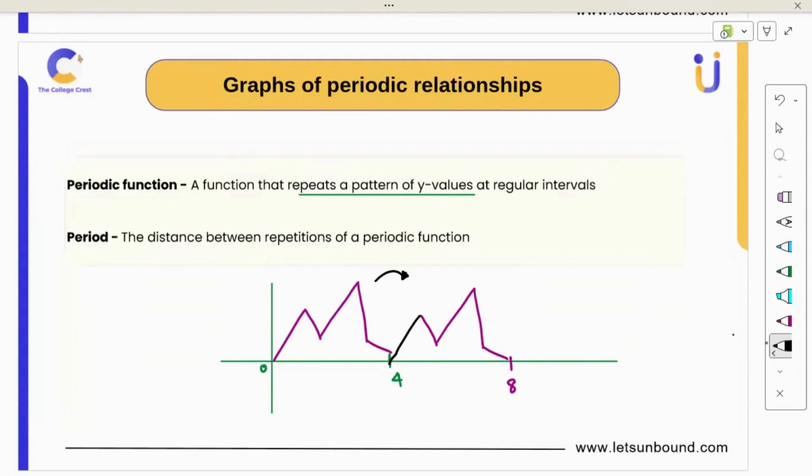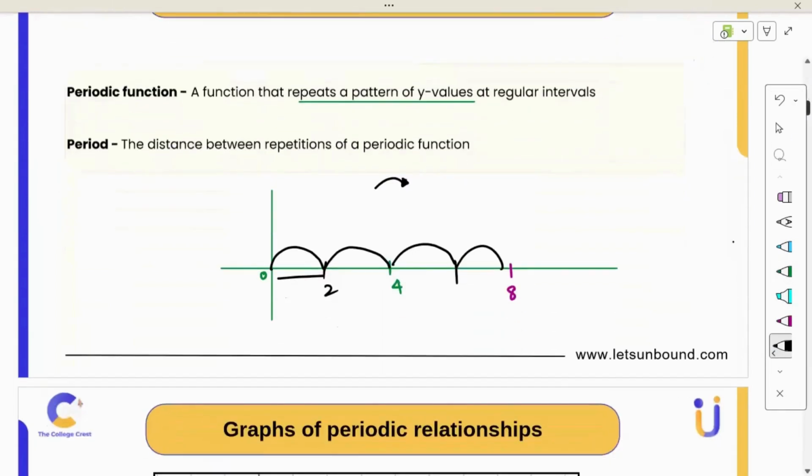Coming to the periodic function, the periodic relationship, what is the word period? When we solve math problems, it will represent a number. It's very simple: the distance between repetitions of a periodic function. It keeps repeating at the width of 4, so 4 is the period of the function. Some functions will repeat just after 2. If your function is something like this, it has period 2. After an interval of 2, it keeps on repeating the same. So this is the period.